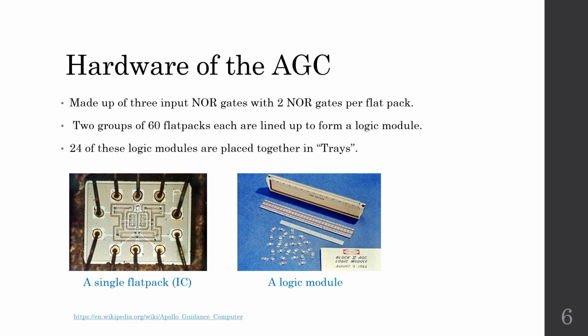Hardware of the AGC. The digital circuitry of the Apollo Guidance Computer consists entirely of 3-input NOR gates, and each flat pack contains 2 of these NOR gates. A group of 60 flat packs are taken together and made into a logic module. And 24 of these logic modules are placed together in a structure called a tray.